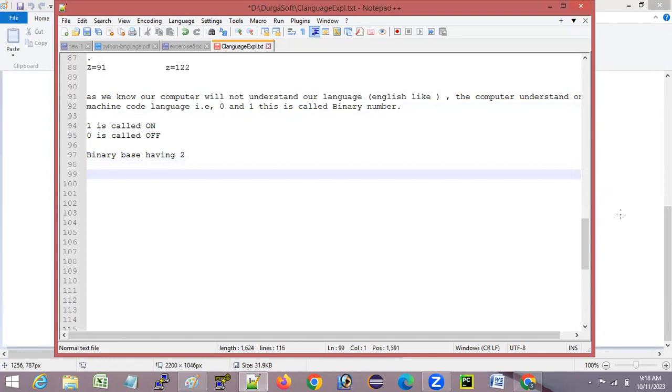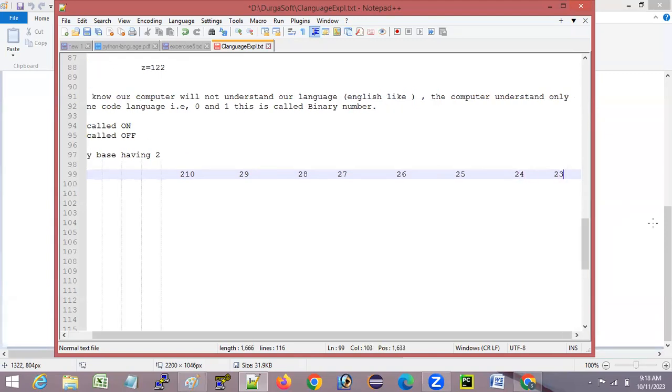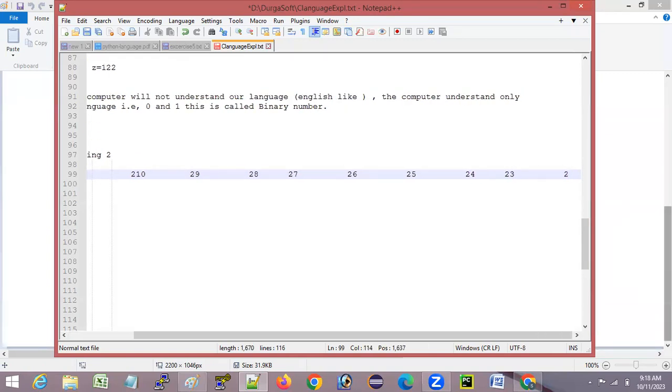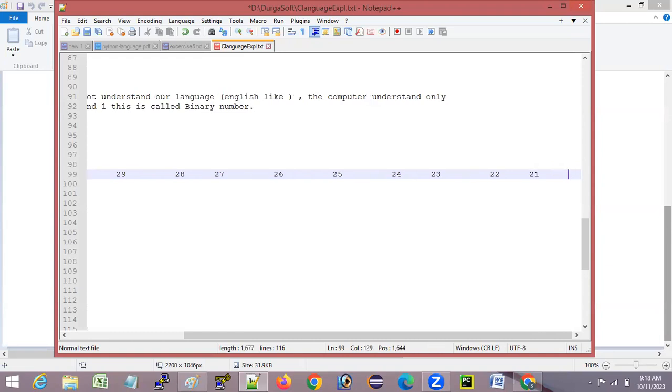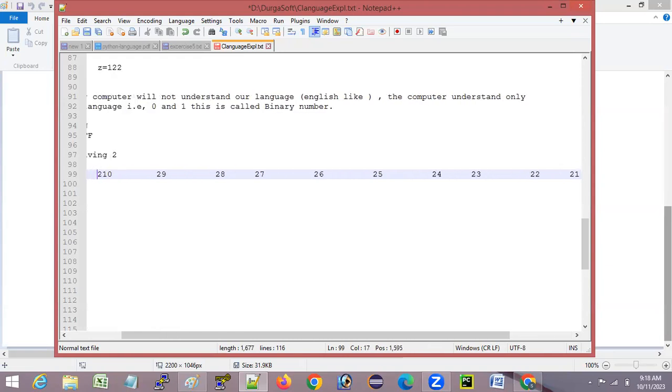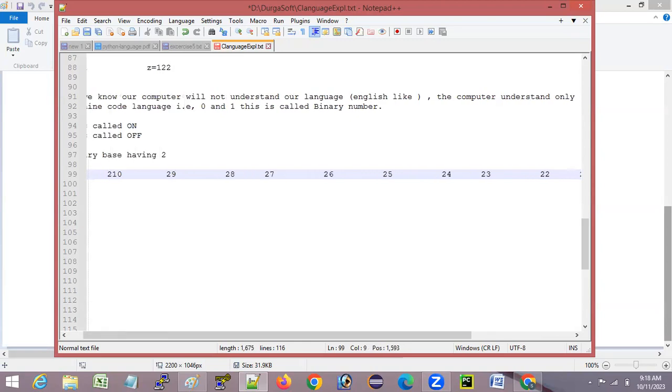Now, what it will do is, whatever we have, 2 raised to 10, 2 raised to 9, 2 raised to 8, 2 raised to 7, 2 raised to 6, 2 raised to 5, 2 raised to 4, 2 raised to 3, 2 raised to 2, 2 raised to 1, 2 raised to 0. Whatever digits we have, the base is 2.